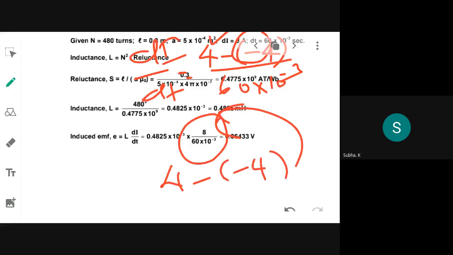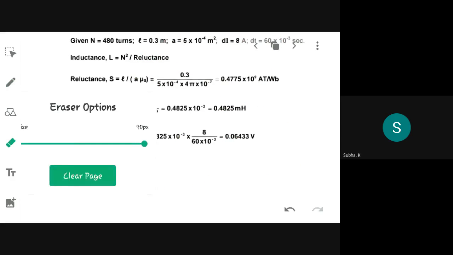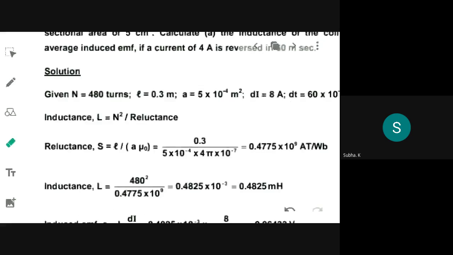So tell me, what is the answer for induced EMF? 0.64, ma'am. Have all got 0.64? Yes, ma'am.